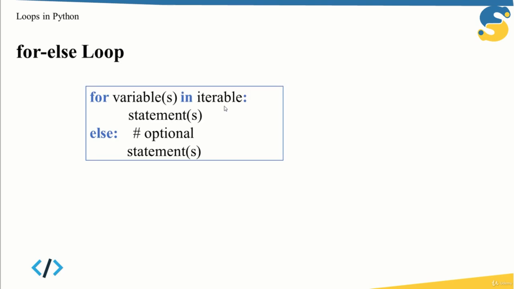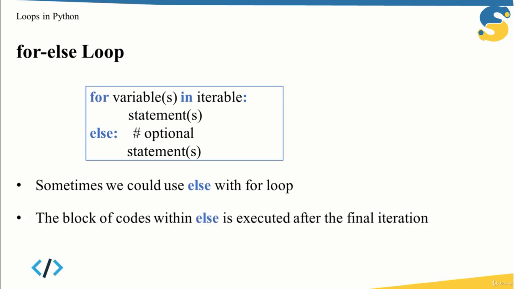Sometimes we can use else with for. As you see here, I say for else, and here the same syntax of for. After else there is colon, and then we have one statement or multiple statements according to your program. And don't forget that else is optional. Now we have to ask ourselves, I said sometimes we could use else. So when do I have to use else? The block of code inside else is going to be executed after the final iteration. So if you want to execute some statements once the for loop finishes the execution of all iterations, then you have to use else. So in other words, the block of code within else is executed after the final iteration.